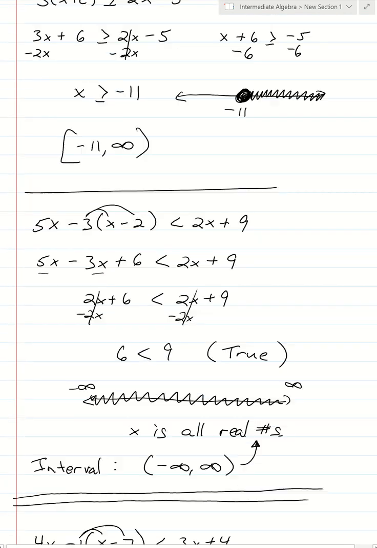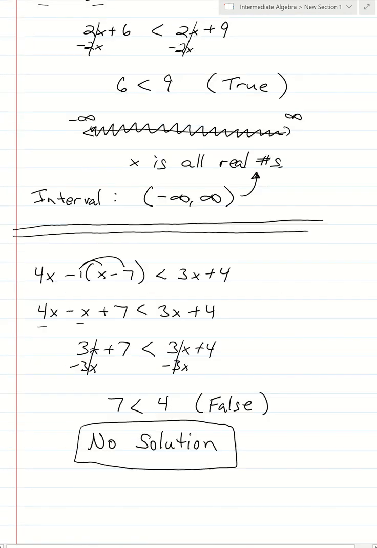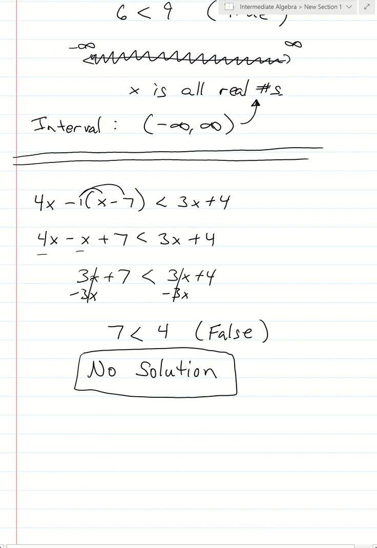We use the same steps, and we can get the same type of solutions. We can get x is less than a number, x is greater than a number. If the x cancels out and you're left with a true statement, that's when you write all real numbers. If the x cancels out and you're left with a false statement, that's when you write no solution. All right, so that completes section 3.1, where we were solving inequalities.